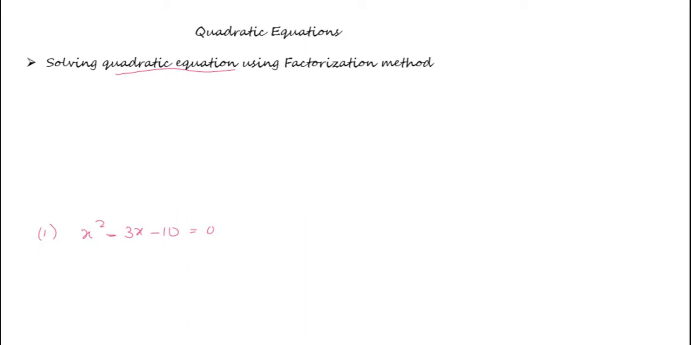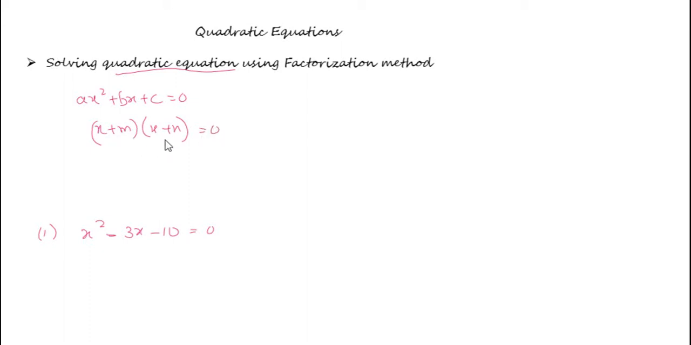In the factorization method, we write the quadratic equation. Let us say the quadratic equation is of the standard form ax square plus bx plus c equal to 0. We will write this equation as the product of two linear factors. So let us say x plus m into x plus n. These are the two linear factors equal to 0.